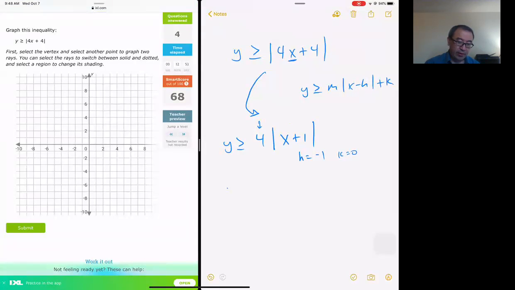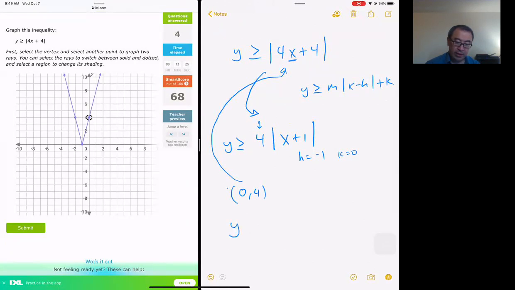So h is negative 1, k is 0, put a dot. We said the slope is 4, up 1, 2, 3, 4 over 1. Now, if you want to make sure this is true, I see the point that I dotted was 0, 4. If I plug in 0, will I get 4 there? If I plug in 0, 0 plus 4 is 4. Yeah, that's my answer.